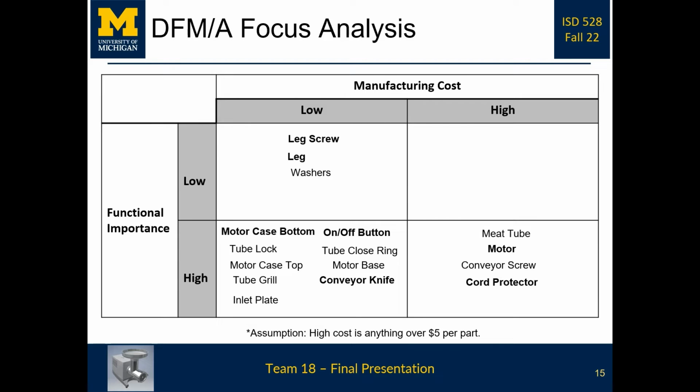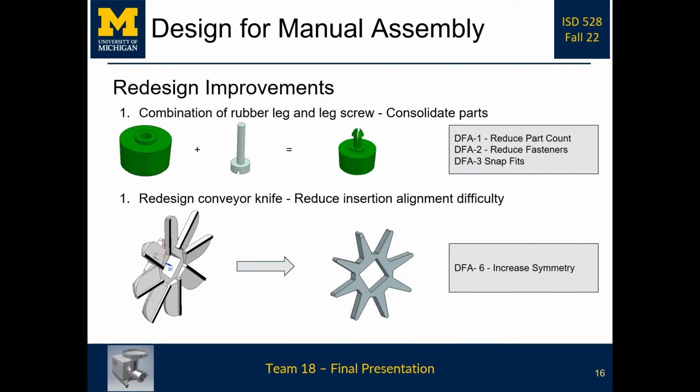The redesign for manual assembly has 2 main improvements, the first one being the combination of the rubber leg and the leg screw. This consolidates parts and utilizes a snap fit to eliminate fasteners and reduce part count. The second improvement is the redesign of the conveyor knife, which reduces insertion alignment difficulty by increasing the symmetry of the part.